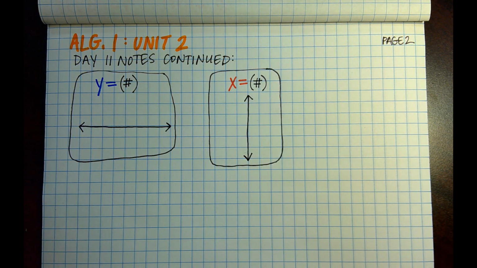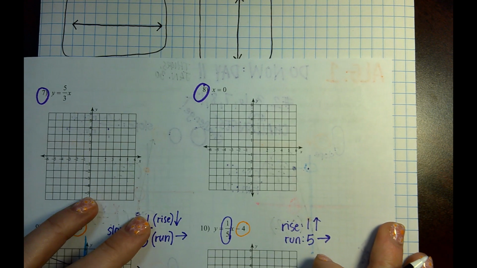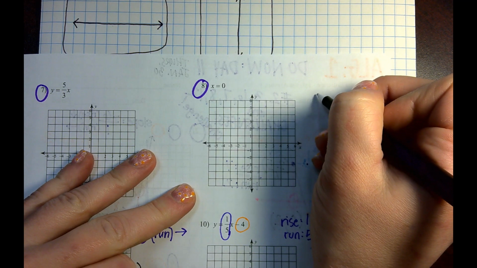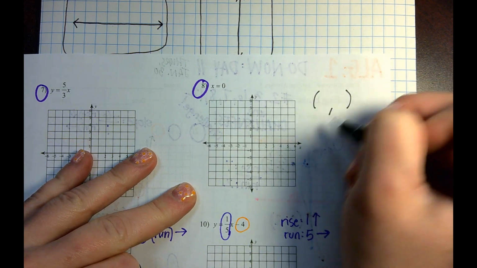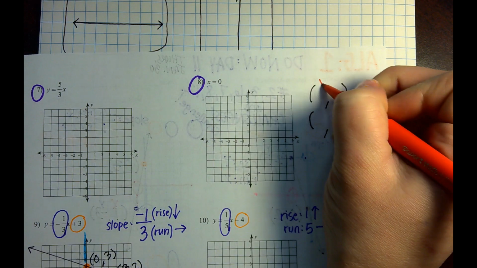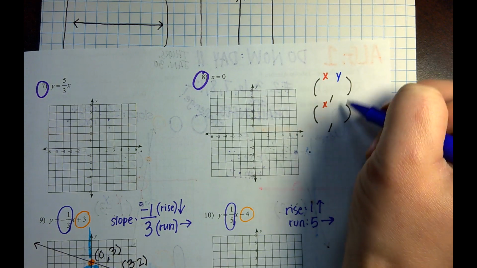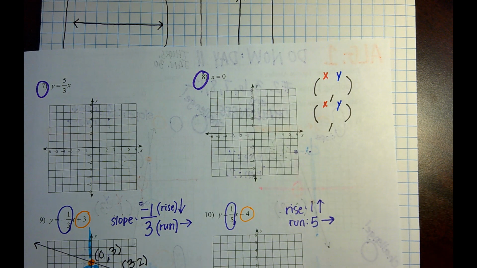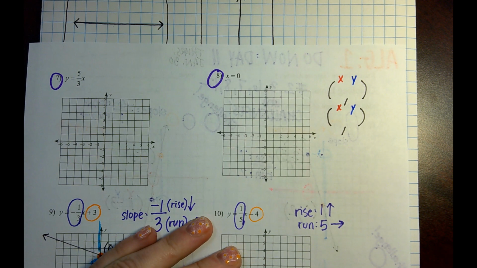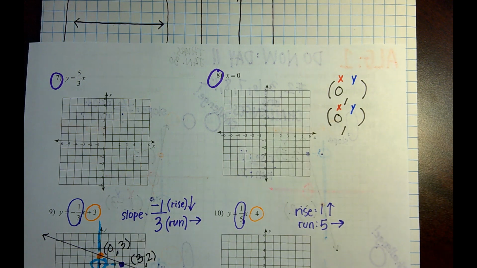Okay, let's see if we have any other x equals. Yes, we do, number 8. Let's look at number 8: x equals 0. I'm going to make 2 coordinates, label them x and y. Because our equation is x equals 0, what number do we already know? 0. Our x value in our coordinates will be 0 for both of them.